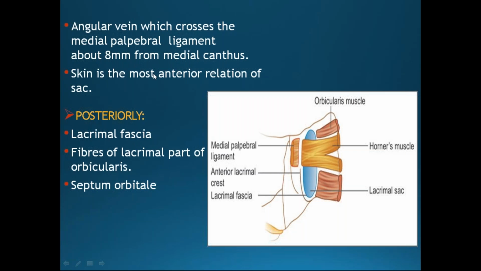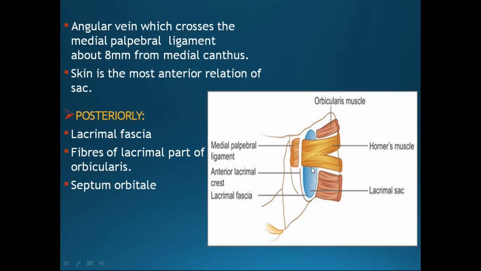The angular vein crosses the medial palpebral ligament about 8 mm from the medial canthus. This is important while doing DCR surgery, because if you injure the angular vein, there will be severe bleeding. So you should be very careful while doing dacryocystorhinostomy surgery. The anatomy of the angular vein is very important.